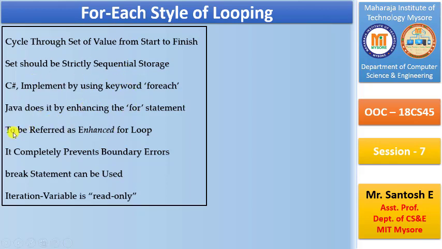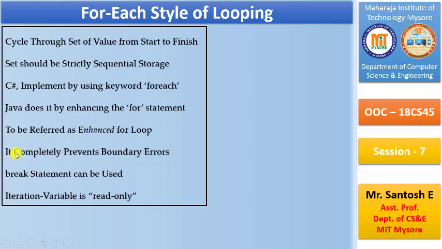And so whenever we enhance this for, instead of saying this as a foreach loop, we need to call this an enhanced loop, because the same keyword has been enhanced to work in a different way. Hence in Java, remember this, we are not going to use any new keyword called foreach. We are going to use the same keyword even to work in a foreach style.